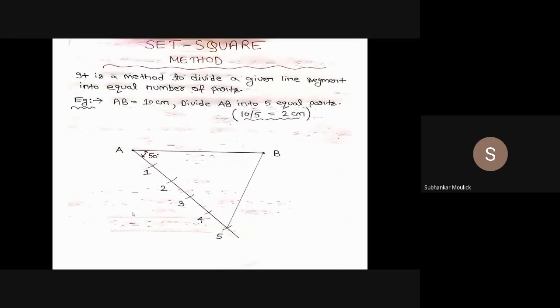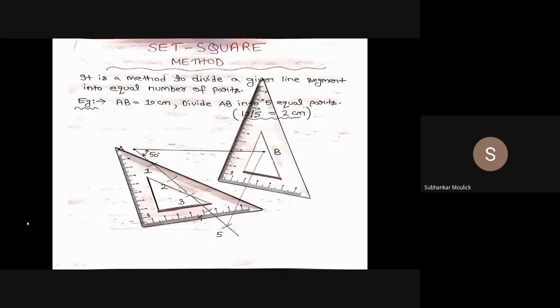So I am having two set squares. Can you tell me which set square is which one? Which one is the 30, 60, 90 degree set square? Top one or bottom one? Top. Top one is how much? 30, 60, 90. 45, 90. Wrong. Top one is 45, 45, 90, and the down one is 30, 60, 90.